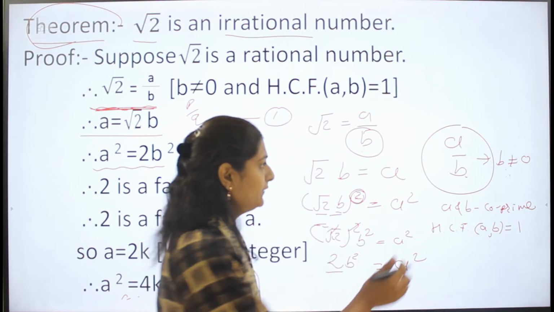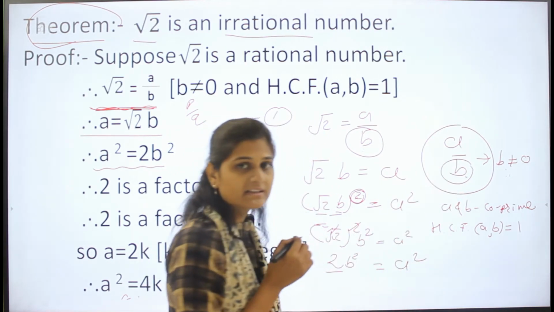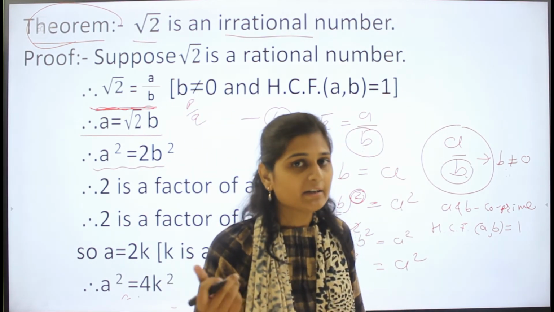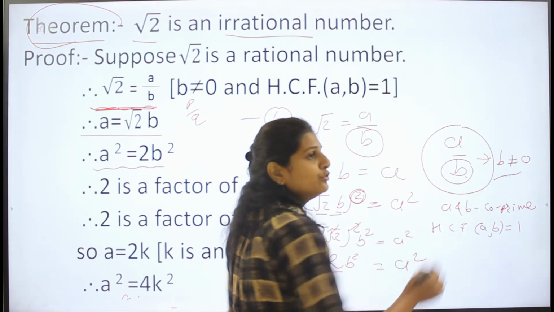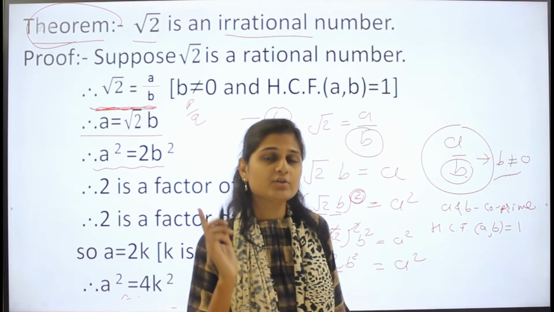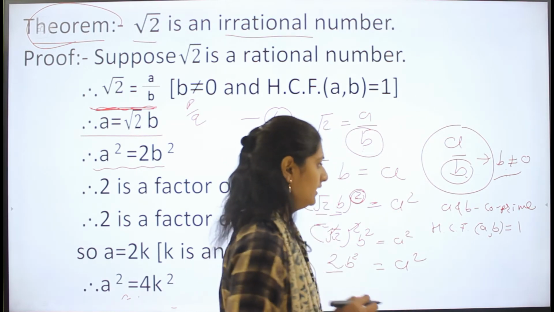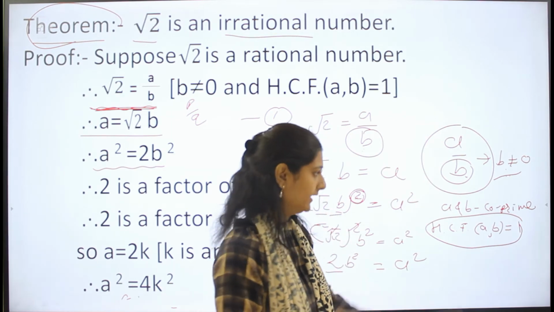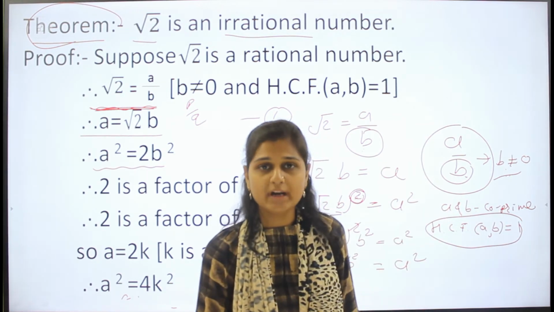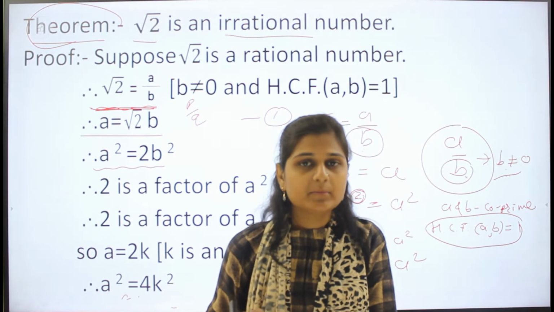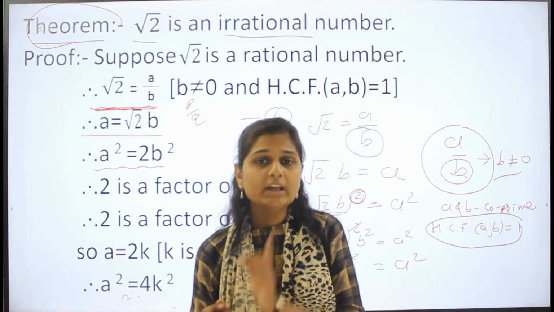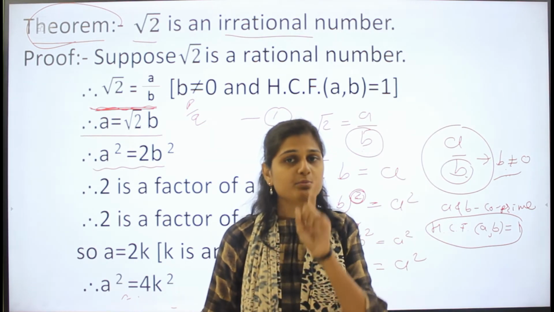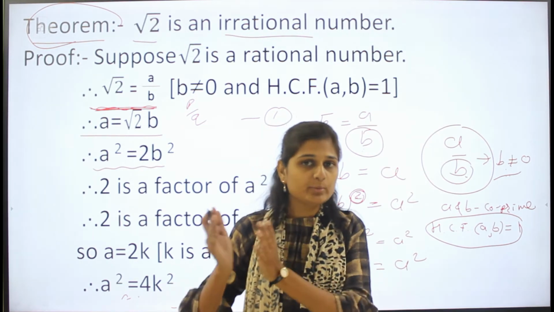Okay, so here if you take b as 0, then you will get the answer as infinity, which you cannot define. So b should not be 0 at all. Then the second thing is that HCF of a and b is equal to 1, where a and b are co-prime numbers. The meaning of co-prime numbers is that there should be only 1 as a common factor between the two values.